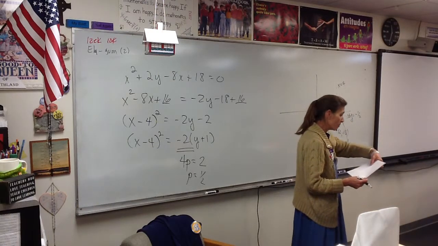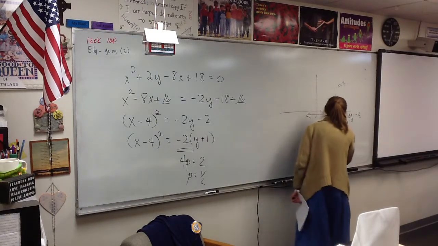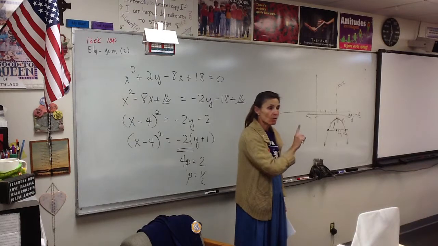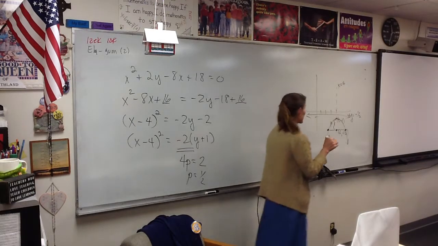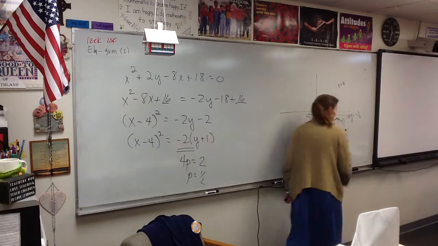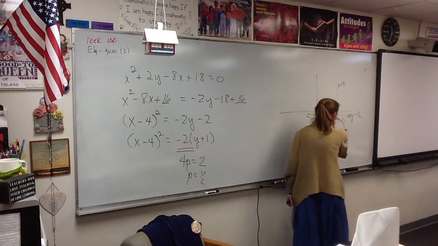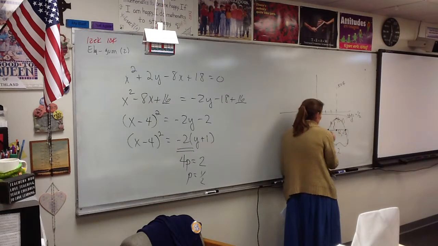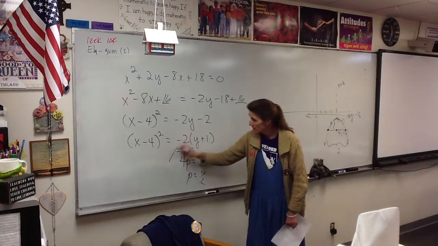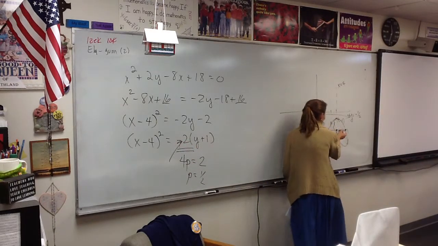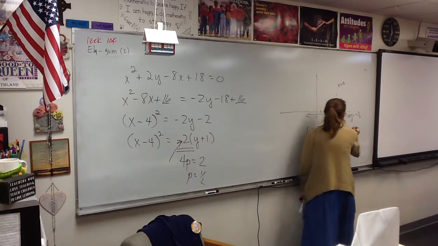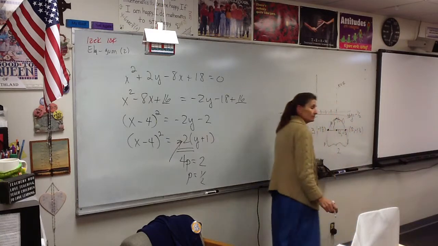I need the endpoints of the latus rectum. Here's the latus rectum, right? How wide is it? What's the length of the whole thing? 2. If it's 2 units all the way across, then we're going to start right here and go back and forth 1. How do you know this length? This number is always the length of the latus rectum. Now, if I start here and I go back and forth 1, my endpoints will be 3, comma, negative 1.5, and 5, comma, negative 1.5.